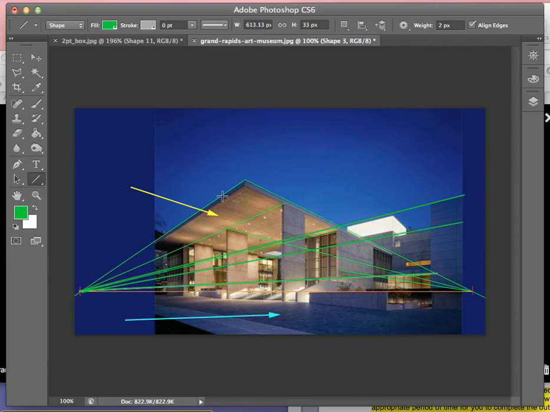But notice again, we're looking at two sides of the structure, and that's usually the first indication that you have 2 point perspective.